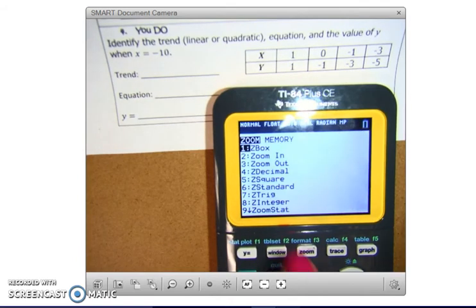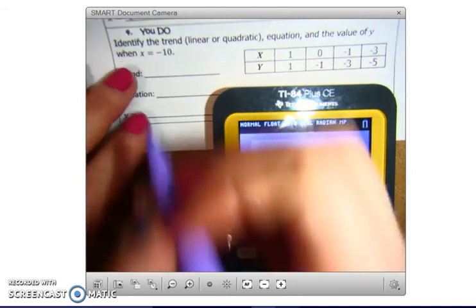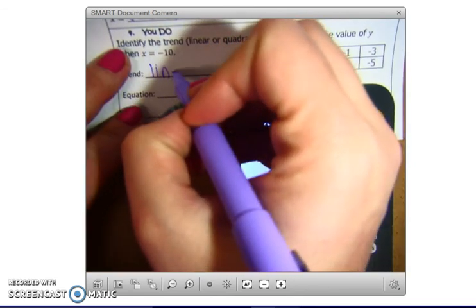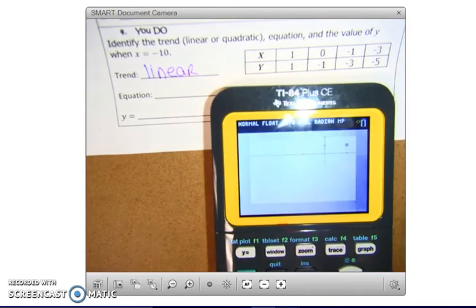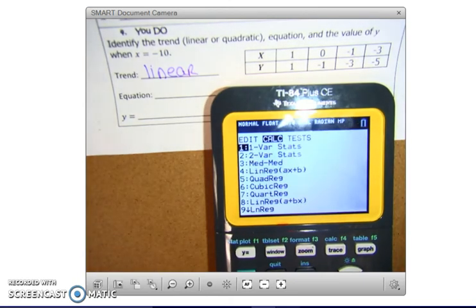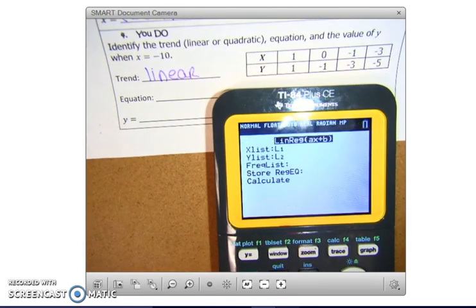We're now going to go zoom stat again so we can see. Well, these points, although they're a little curved, they don't look quadratic. They look linear. They're in a straight line. Oh, and I hit the buttons as I was writing. So now we're going to go back to stat, and we want to calculate it. We're not doing quadratics, we're doing linear. So we're going to hit linreg.